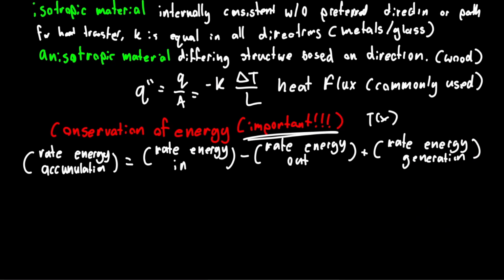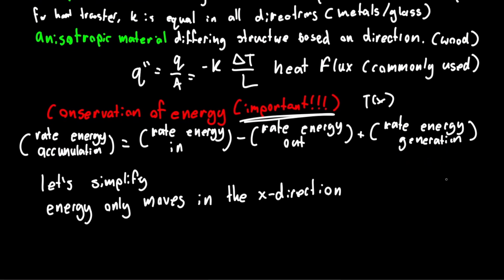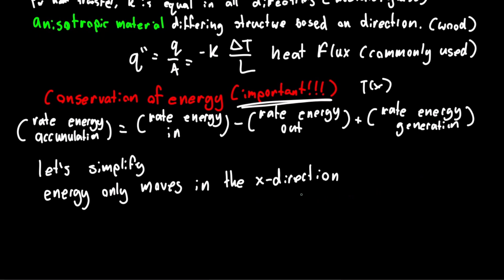But oftentimes, this can get very, very complicated very, very quickly, so we make some simplifications. One of these simplifications is making it unidirectional. It only moves in one direction. We'll say it's the x direction, so we don't have to worry about 3D or this pesky del function. We only have to worry about the one direction.